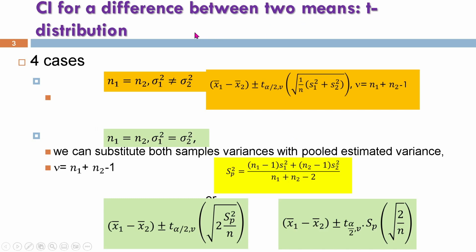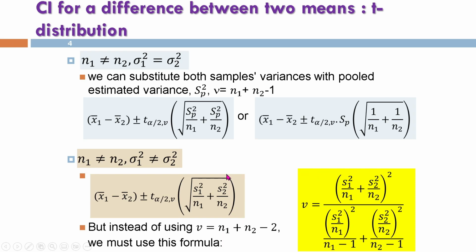Okay, we recall back still. When both sample size are less than 30, we use a t distribution table, where we got four cases. The first case is n1 equal to n2. However, both population variance are not same, and we use this formula, t alpha over 2 nu, and this is square root of s1 squared divided by n plus s2 squared divided by n. Nu is n1 plus n2 minus 1. If both variances are the same, we got to calculate the pooled estimated variance using this formula, and then s1 squared replaced by sp squared, s2 squared replaced by sp squared.